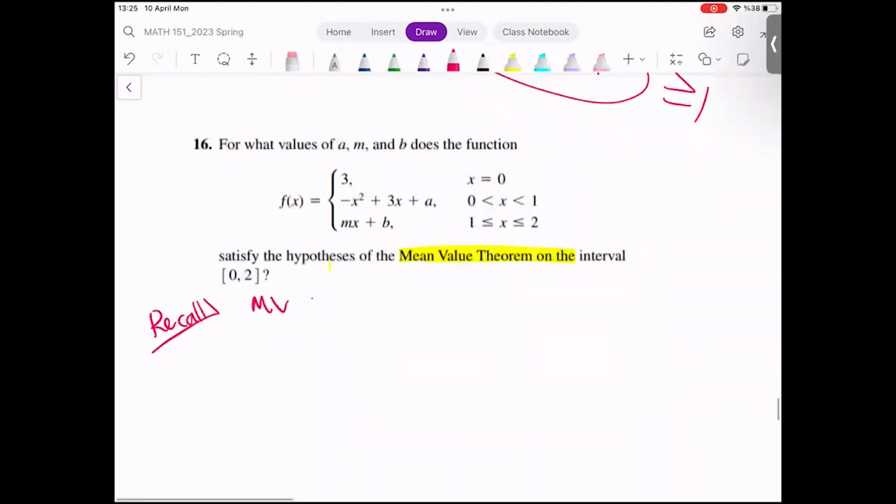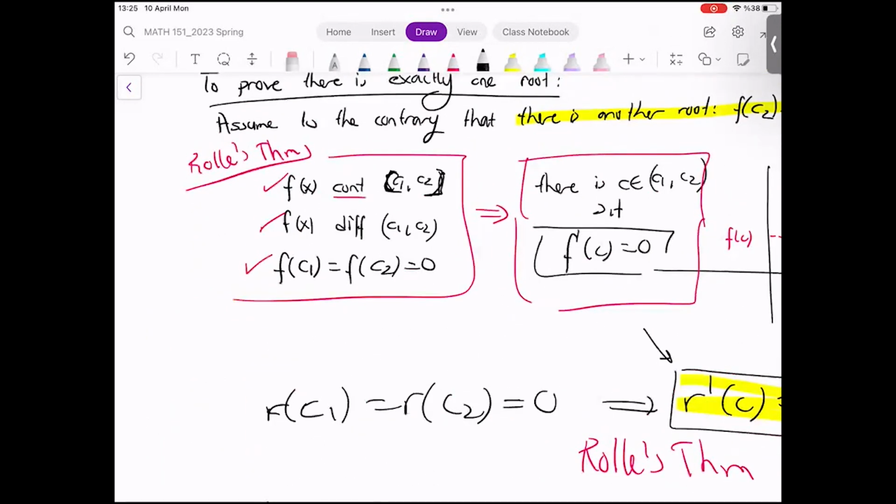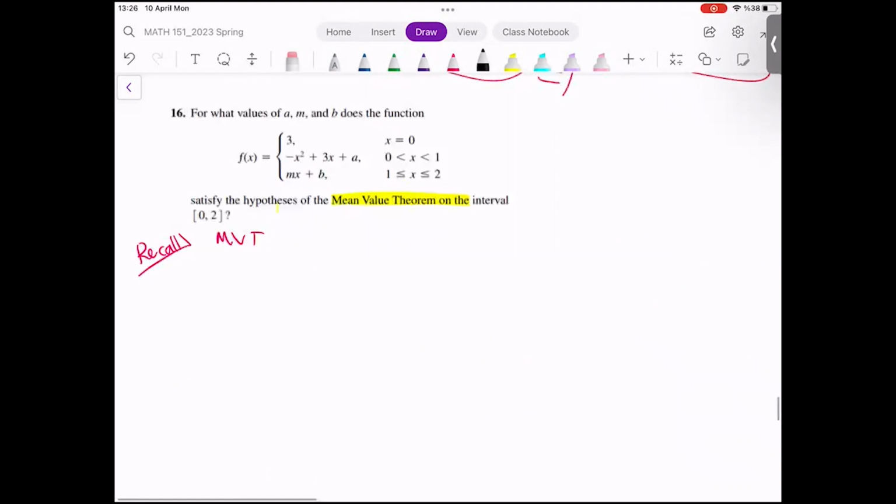The assumptions and the conclusion of the mean value theorem are so similar to Rolle's theorem that I constructed here. In fact, the assumptions are the same. Rolle's theorem and the mean value theorem have the same assumptions because Rolle's theorem is a particular case of the mean value theorem. You will see, I will explain. So the general theorem is the mean value theorem. For some particular case, it transforms to Rolle's theorem. So the assumptions are the same.